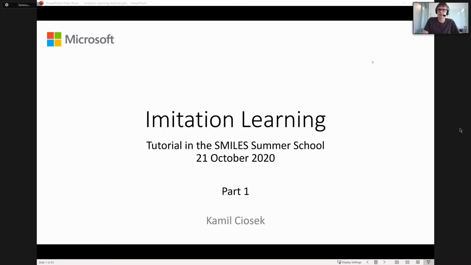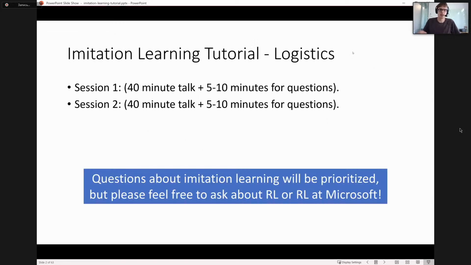Before we begin, let me cover the logistics. There's going to be 2 sessions, and each session is designed to be 50 minutes long. The intended division in terms of time is I'm going to talk for 40 minutes, and then there's between 5 and 10 minutes for questions. We'll prioritize questions about imitation learning, since this is what the talk is about. But if you want to ask about reinforcement learning, or more specifically, the kind of reinforcement learning that we do at Microsoft, feel free to ask that as well. All right, so without further ado, let's get going.